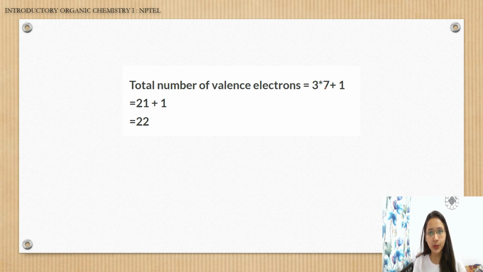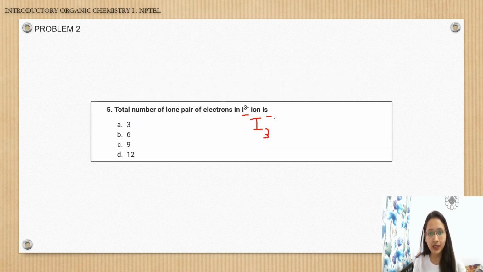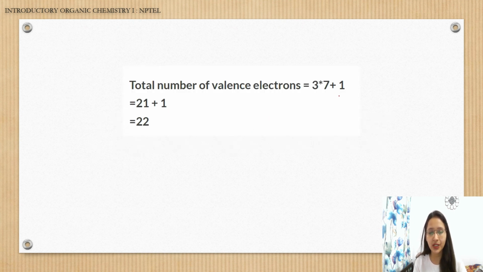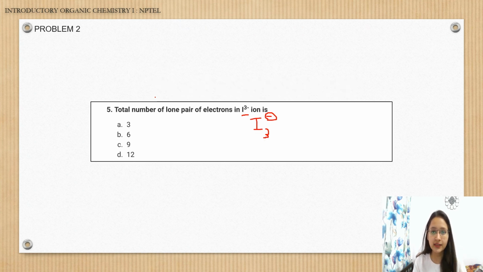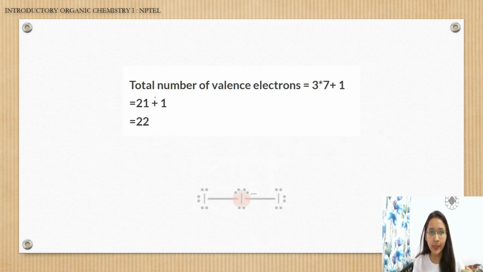So here we are contributing for the 3 iodine atoms. So now the number of valence electrons that would be present will be 7 into 3, that is 21. And where is this 1 coming from? This is a negative charge, right? So 1 electron is adding up. That is why we are adding 1 plus 1, right? So the total number of valence electrons now would be 22, right?